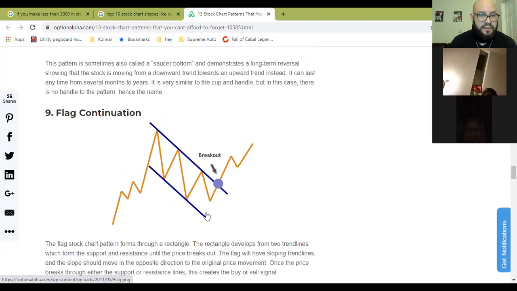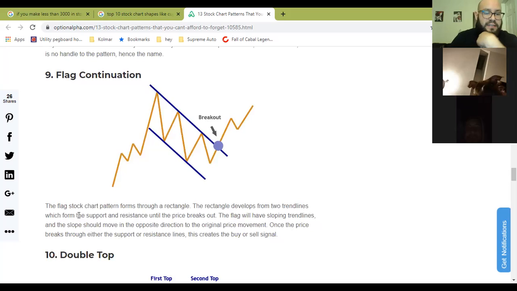All right, flag continuation. The flag stock chart pattern forms through a rectangle. The rectangle develops from two trend lines which form the support and resistance until the price breaks out. The flag will have the sloping trend lines, and the slope should move in the opposite direction to the original price movement. Once the price breaks through either support or resistance lines, this creates the buy or sell signal.